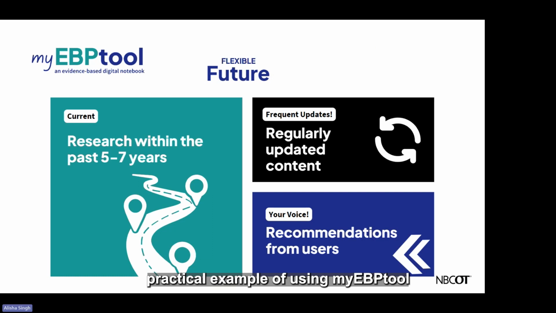Now that we've looked at a practical example of using My EBP Tool through the case study, let's shift our focus to the tool's future. My EBP Tool will be updated annually with new content, including added conditions and/or related assessments, interventions, and up-to-date references based on recent publications. This will help us achieve the goal of including references that are published within the past 5 to 7 years. We also want input from users. We want users to send recommendations for added content, including additional conditions that you commonly encounter in practice, and even newly published research articles to add to the repository.